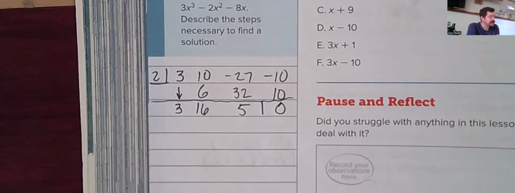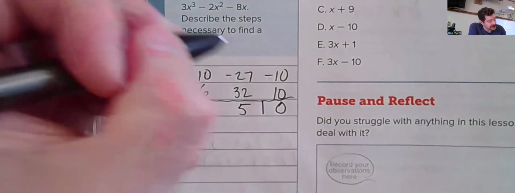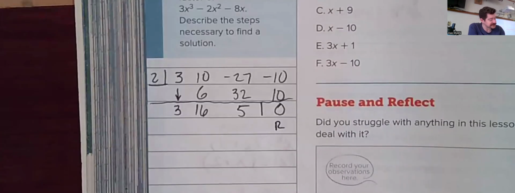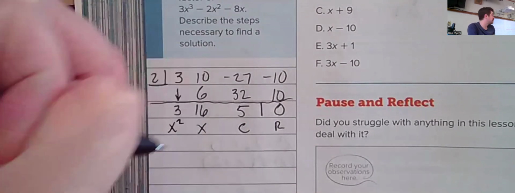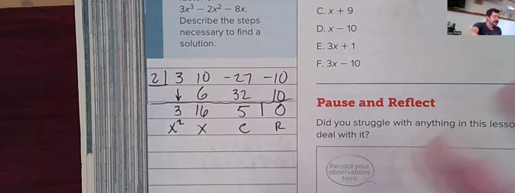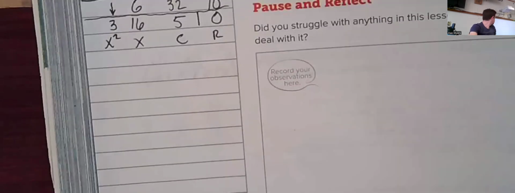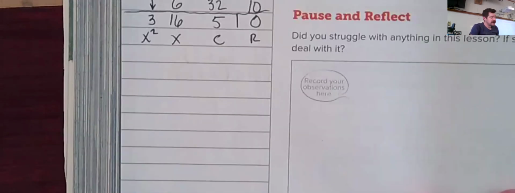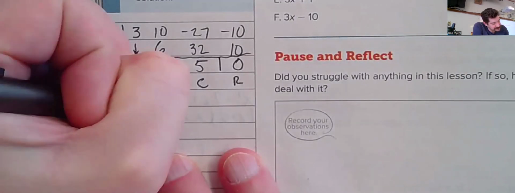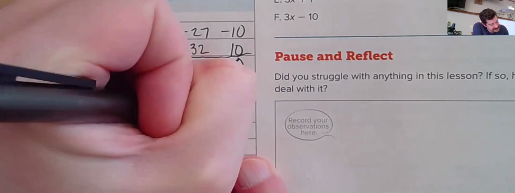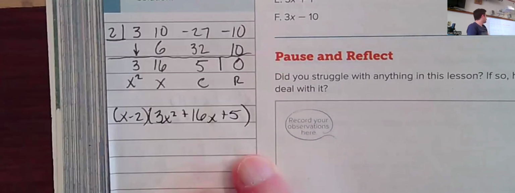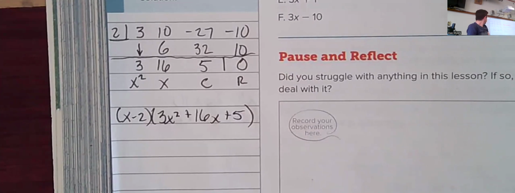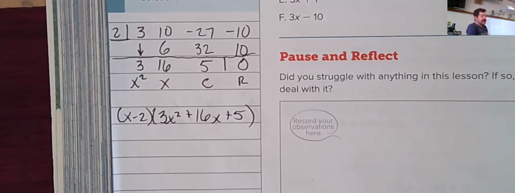That's excellent. Because what that means is we've got ourselves no remainder, which means that x minus 2 is a factor. We have a constant value of 5, a linear term of 16x, and a quadratic term of 3x squared. So that gives us x minus 2 times 3x squared plus 16x plus 5. So we know A is a solution here.